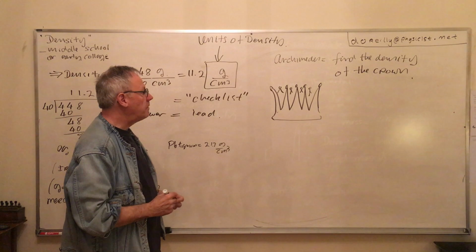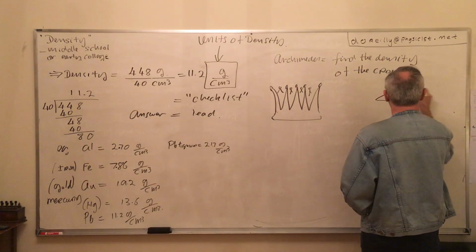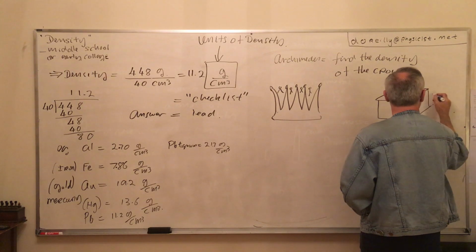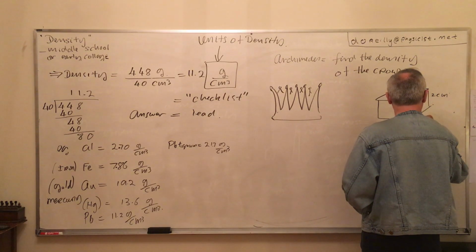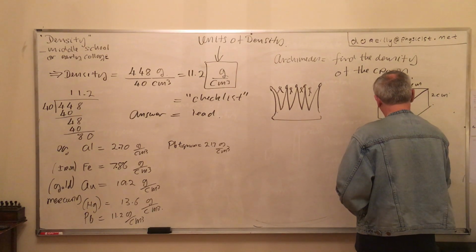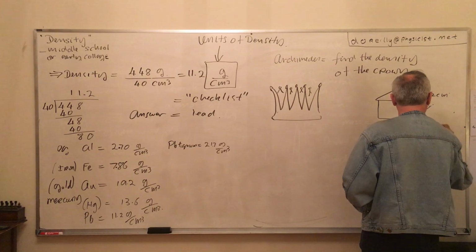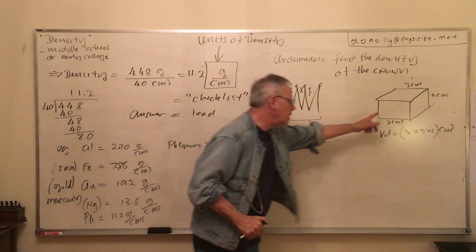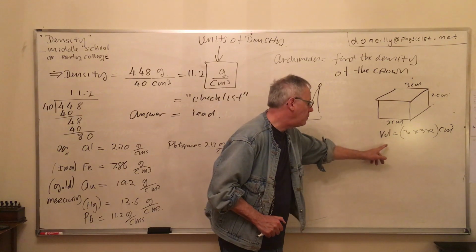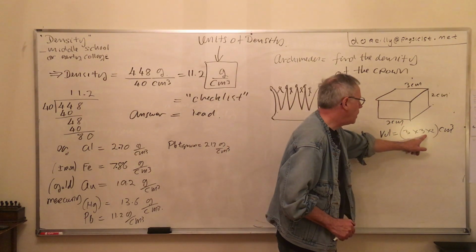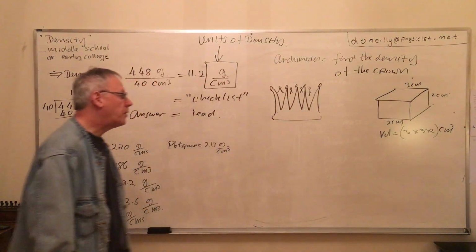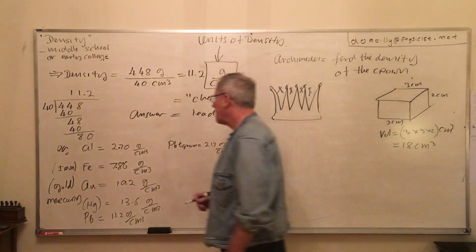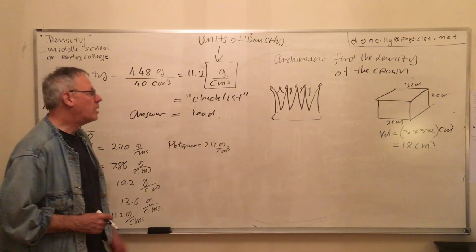So, wait a minute, how are we going to find the volume of this? If I had a regularly, rectangularly shaped piece of metal, I can find its volume by measuring the sides and going length times width times height. In this case here, I get 3 3s is 9, 2 9s 18. But what about this one here? Archimedes had a problem. How am I going to find the volume of this guy?